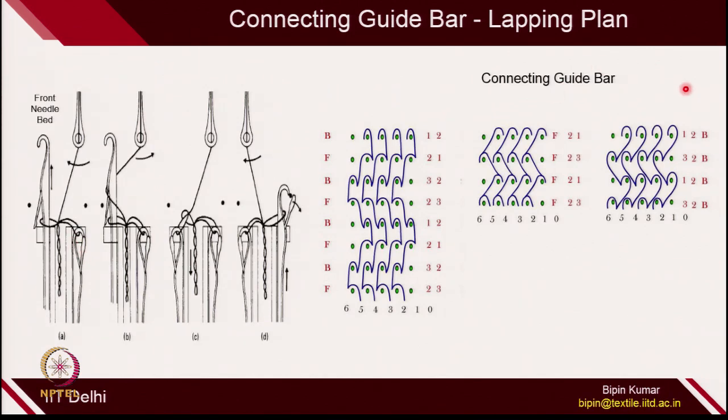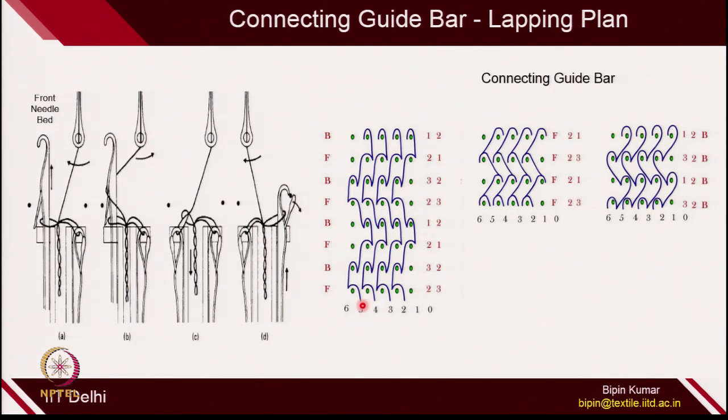The connecting guide bar which connects the 2 beds has a different type of lapping pattern. If you follow this lapping pattern of the connecting guide bar which is moving on 2 beds, this is actually synonymous with 2 different types of structure created by a single guide bar if it is moving in the same bed.